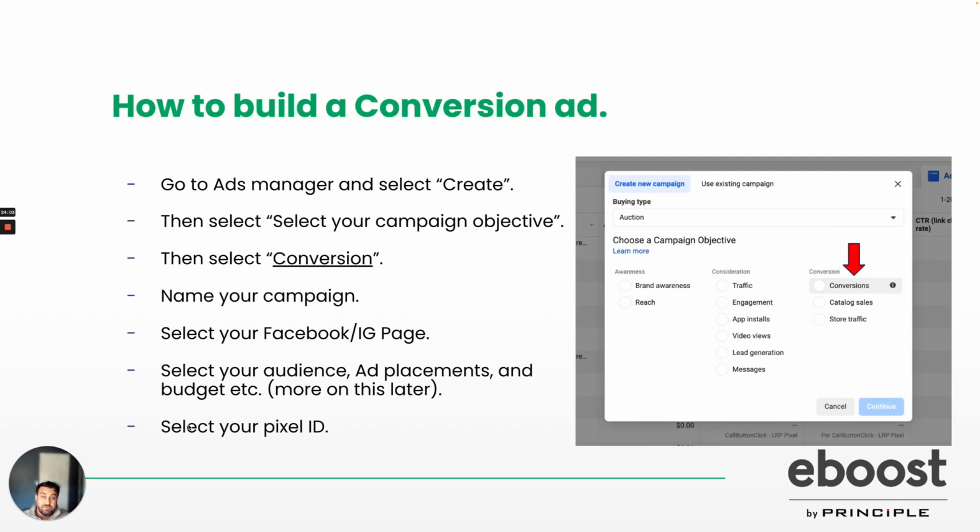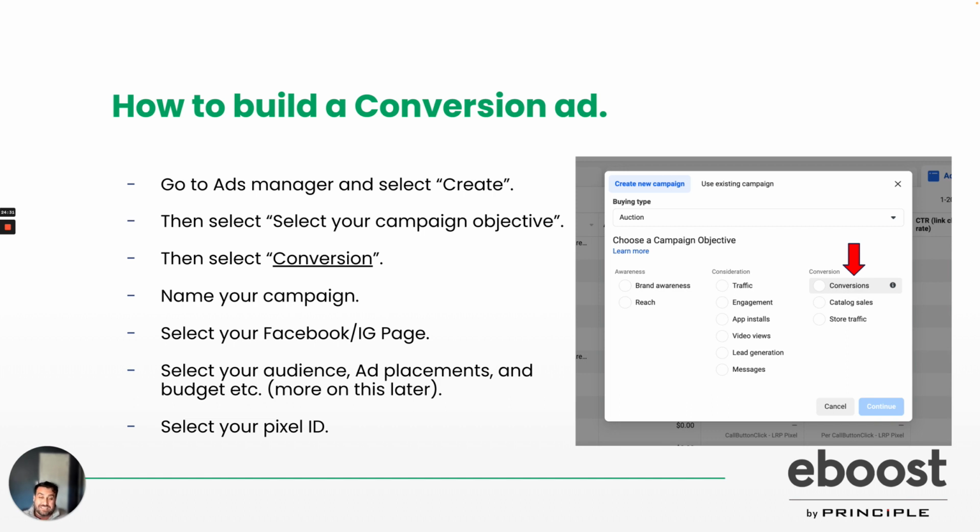So, how to build a conversion ad. Again, skipping over the prerequisites of having made a Facebook or Instagram page, having made a business manager, we're going to jump right in from the point of you're in Ads Manager. So when you're in Ads Manager, you're going to select Create again, but this time instead of selecting lead generation like you did previously, you're going to select Conversions. You're going to name your campaign. You're going to select the Facebook and Instagram pixel, or Instagram page, I should say.